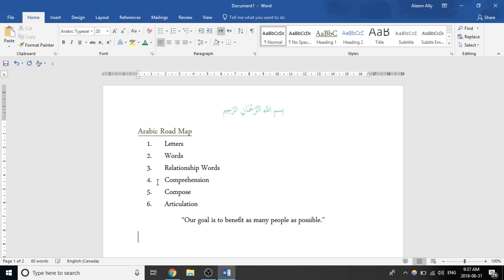Once you have understanding, you can then begin to compose your own stuff. Using the words that you know and the relationships between them, you can compose your own sentences. And then finally, the last step is articulation, being able to speak with other people.